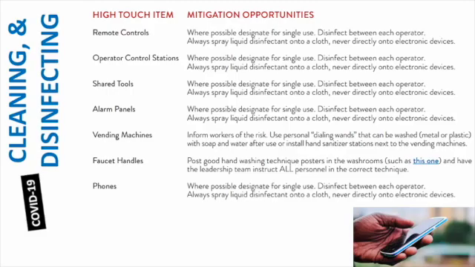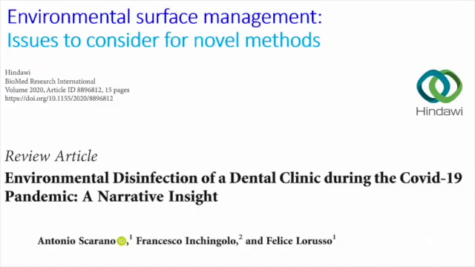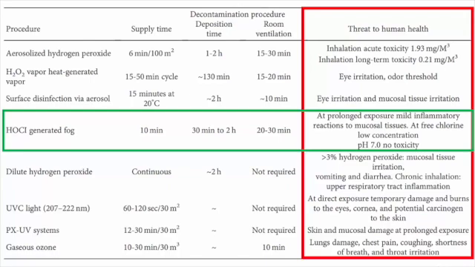Finally, I just want to make a few comments about some of the novel methods that are now being considered as part of environmental surface management. You've probably seen some of these used in television coverage and things like that. And this is a very recent review article which looked at the different properties of some of the materials that might be potentially used in a dental clinic during the pandemic. So it covers things like aerosolized peroxide, hypochlorous acid fog, UVC light, gaseous ozone, etc. Really looking at the sort of time that would be required and some of the potential issues around human health.